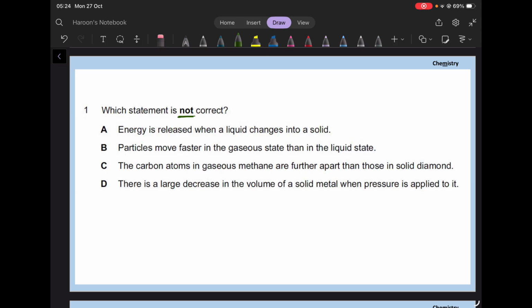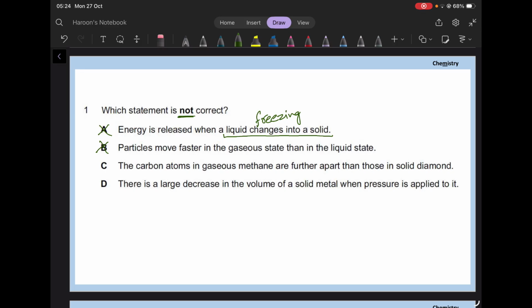A, energy is released when a liquid changes into a solid. So liquid to solid is freezing, and in freezing we actually need to cool things down, right? So the energy is actually released. In freezing it is released. In melting, which is the reverse of freezing, it would be absorbed. So this is a correct statement. We were looking for not correct, so we have to cancel out the correct statements. In option B, particles move faster in a gaseous state than in a liquid state. Correct statement. So we need to cancel it out, looking for a not correct statement.